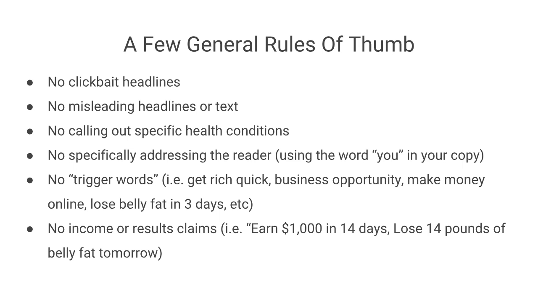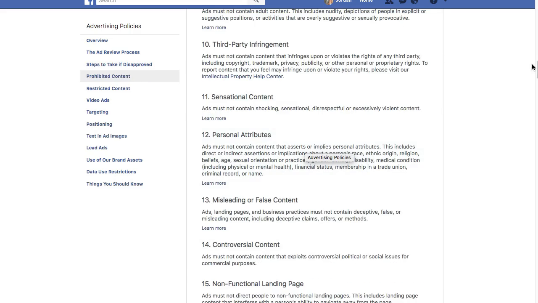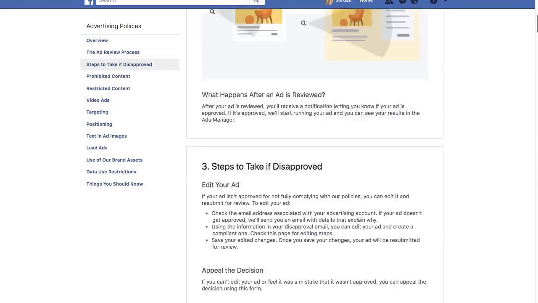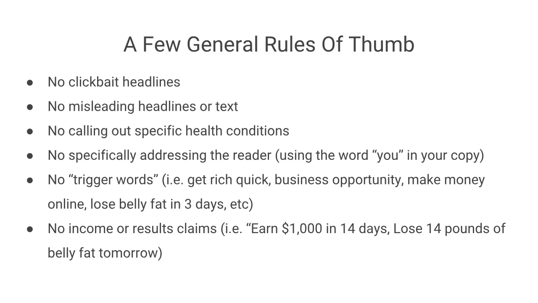Again, the best way is to just go back to the advertising policies and review all of these. You need to be accountable for these policies. And as long as you stay within these guidelines, you're not really going to have an issue. Just don't toe the line. Don't try and work around the system. Don't try and trick the system, because you will lose in the long run.